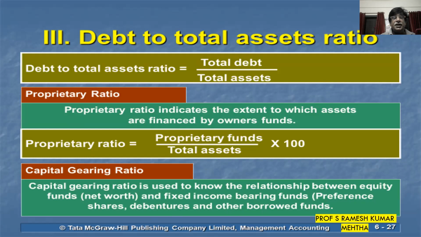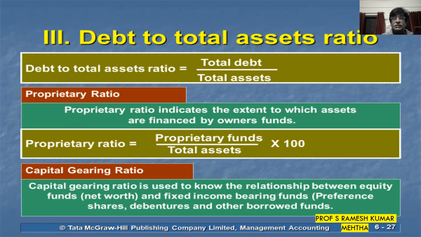Now the proprietary ratio is the ratio from which we can understand the extent to which assets are financed by the owner's fund. Who are the owners? The equity shareholders of the company are the owners of the company.